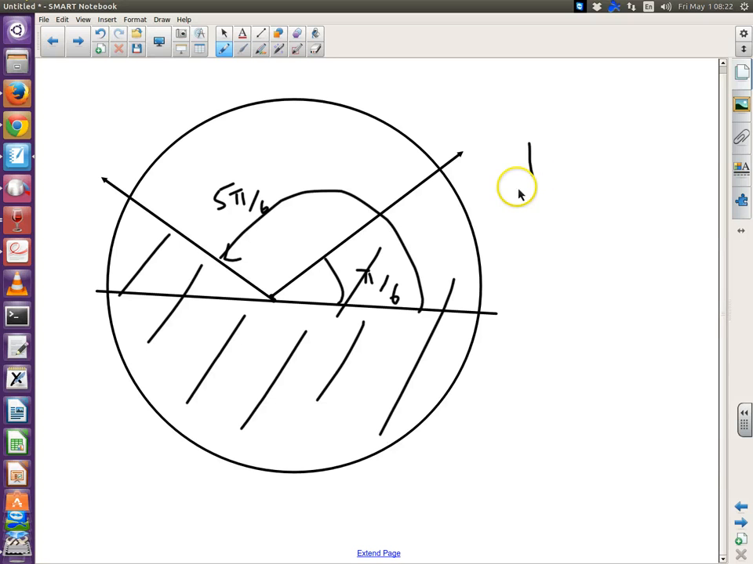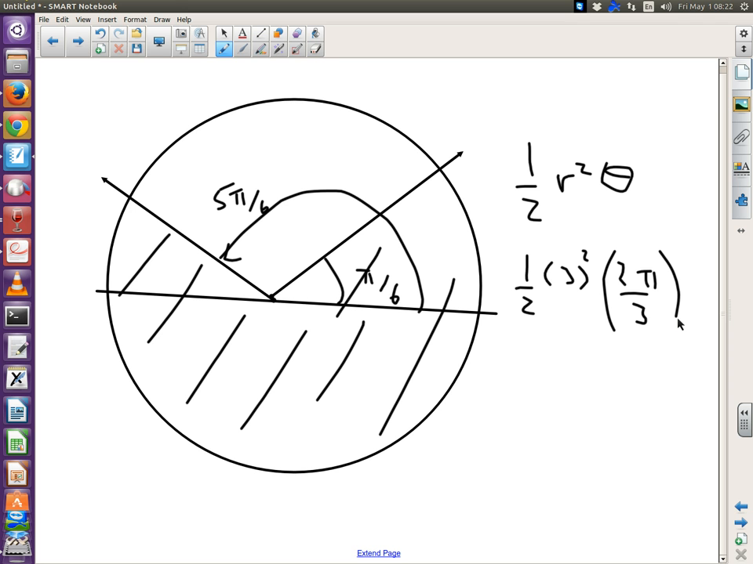So remember, the area of a sector is this. So what you're going to do is take the area of the whole circle, which is 9 pi, minus this sector. So 5 pi over 6 minus 1 pi over 6 is 4 pi over 6, which is 2 pi over 3. So you get 1/2 of 3 squared times 2 pi over 3. You get 3 pi, don't you? So the whole circle is 9 pi minus 3 pi.